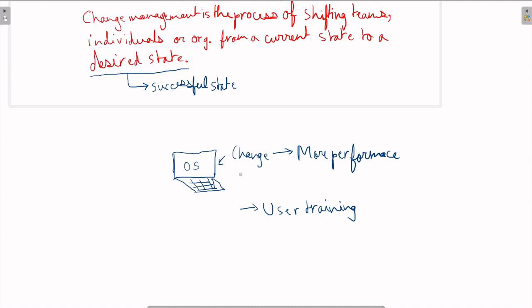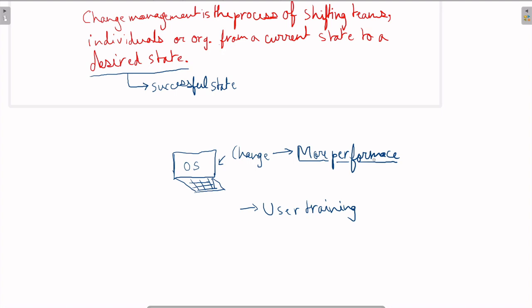And in that case, they will then be able to come from this current state. So again, think about what the current state is. The current state is that employees don't know how to use this new operating system. They know how to use the previous operating system. And so they want to go from this current state to this desired state, which is where the employees know how to use it. They have been given proper user training, and now they can manage this operating system, and they can now get the benefits, which is more performance. And so that's one example of what change management is. So this is how we've introduced change management.